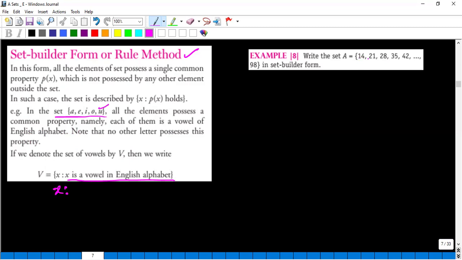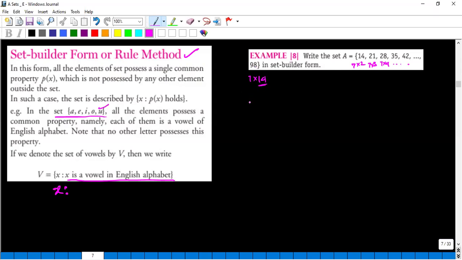14 is a multiple of 7. 21 is a multiple of 7. 28 is a multiple of 7. So you can tell 7 twos are 14, 7 threes are 21, 7 fours are 28 and so on. The last number is 7 14s, 98. You are starting with 2 and you are taking the multiples up to 14.